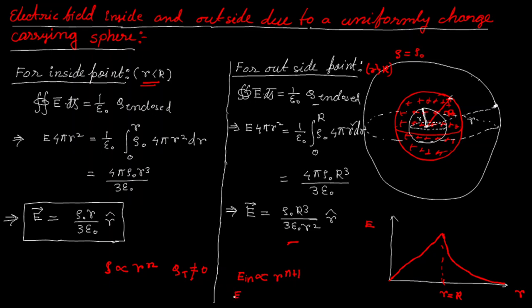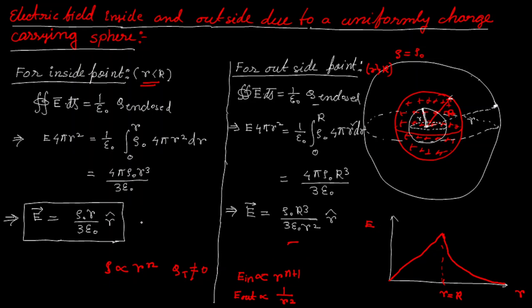And outside, if the total charge is non-zero, the electric field will always be a function of 1 by r square. So inside, if rho is proportional to r to the power n, then inside the sphere electric field will be proportional to r to the power n plus 1. And outside, it will always be inversely proportional to the square of the distance of the point from the center of the sphere.